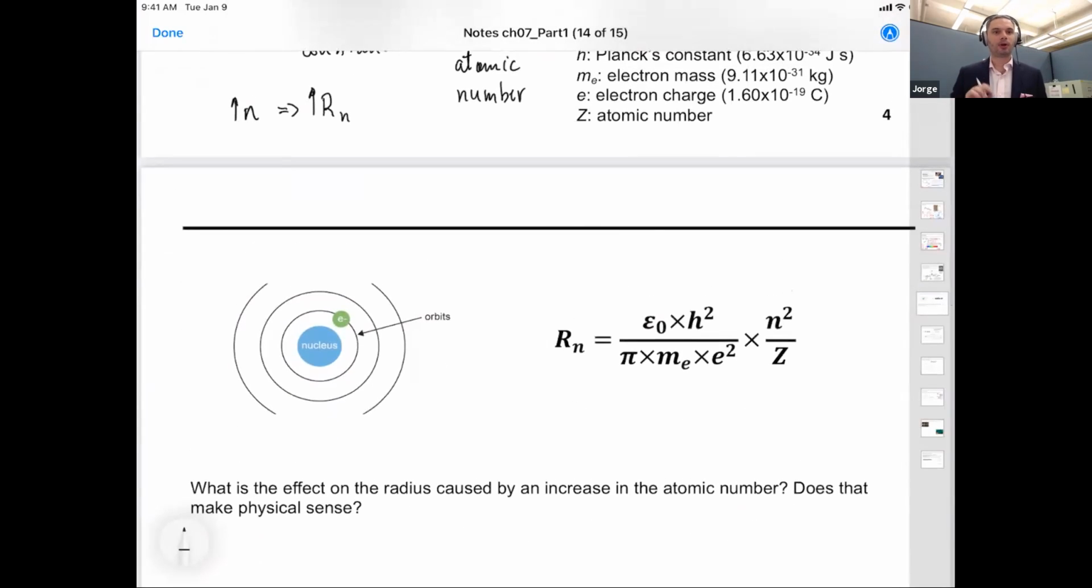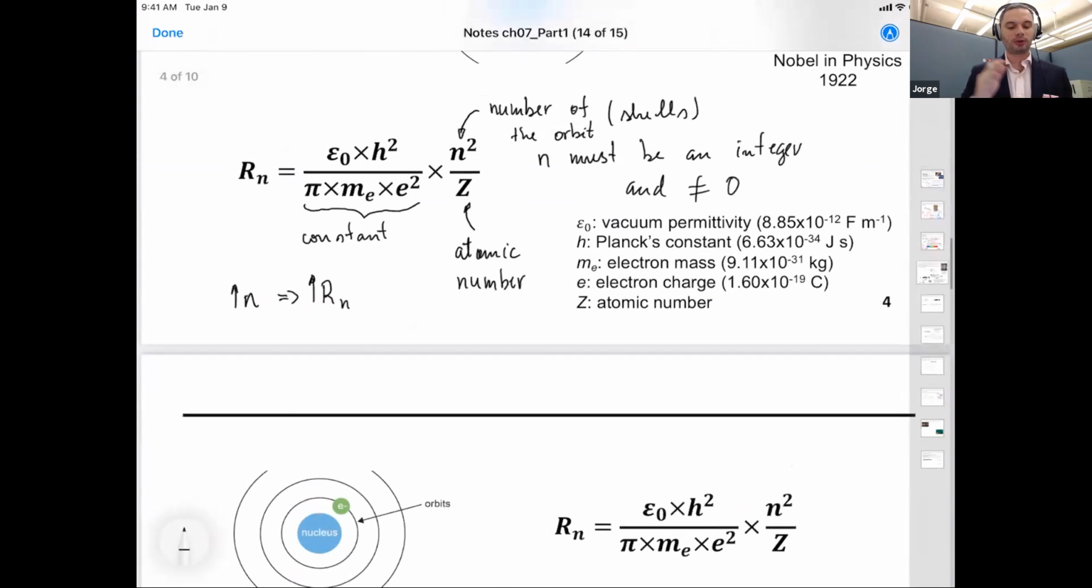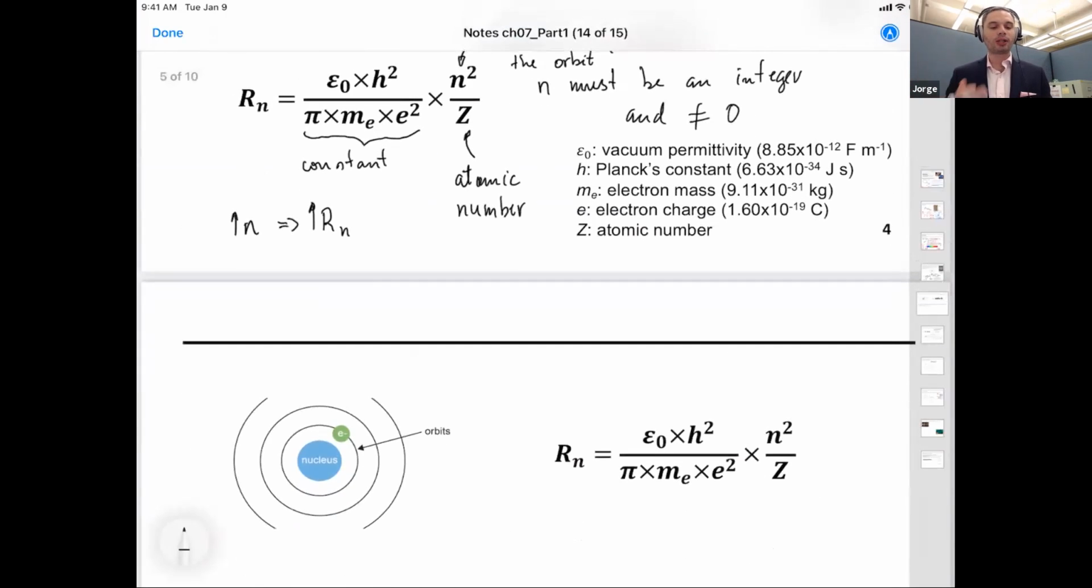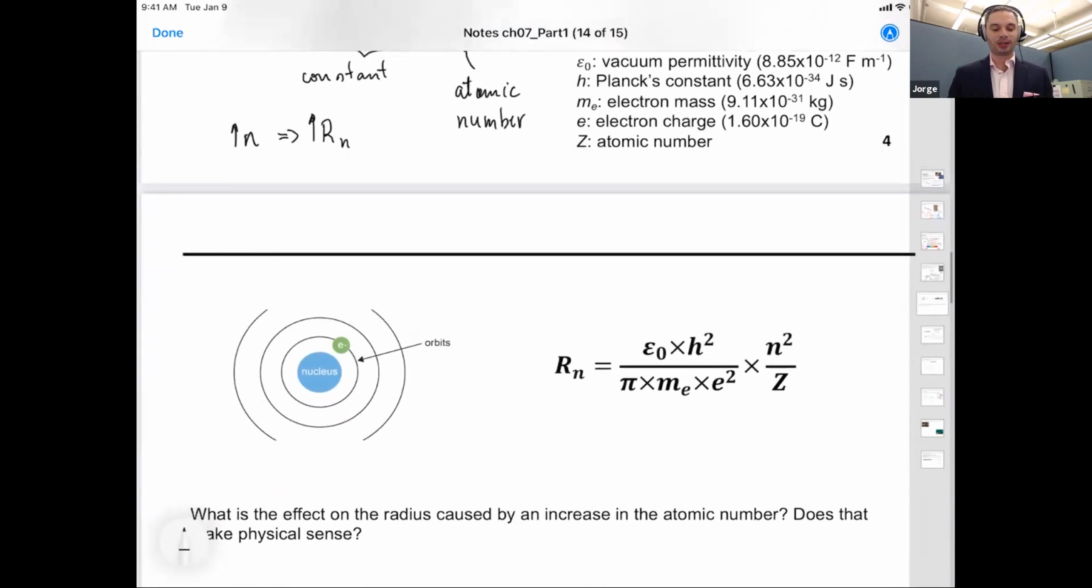All right. Okay. So now that we know that the radius depends directly on the number of the orbit, and by orbit we are talking about shells, let's analyze what happens with the radius as a function of the atomic number.